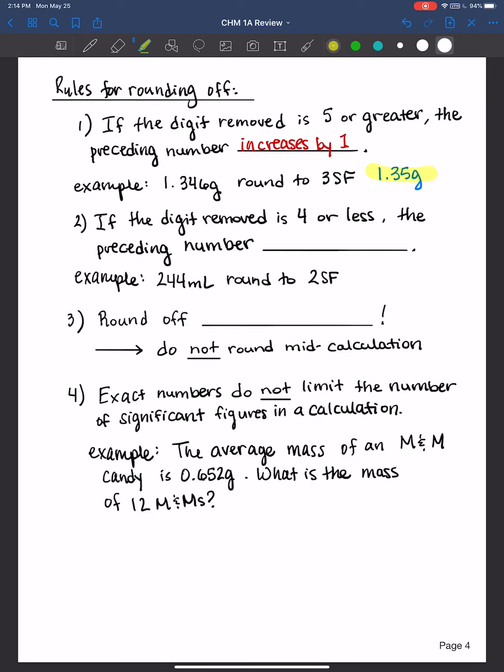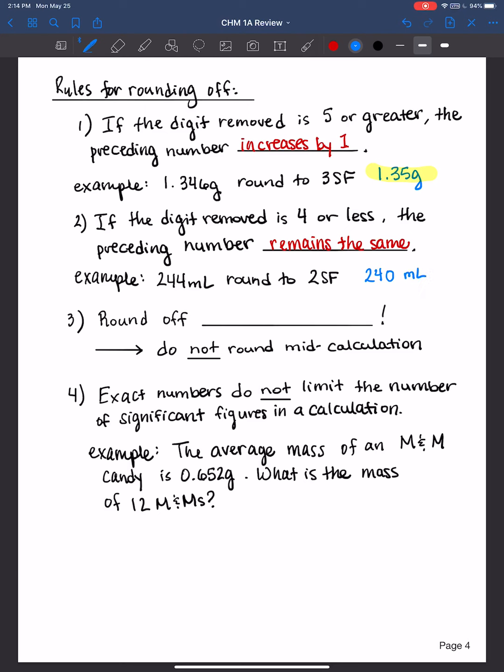Excellent. Now, if the digit removed is 4 or less, the preceding number remains the same. For example, 244 milliliters rounded to two significant figures keeps the 4 there. So 2.4, don't round up, it's not 2.5, but 2.4. And we need to add a 0 as a placeholder.